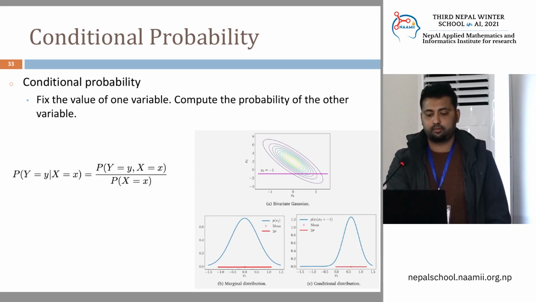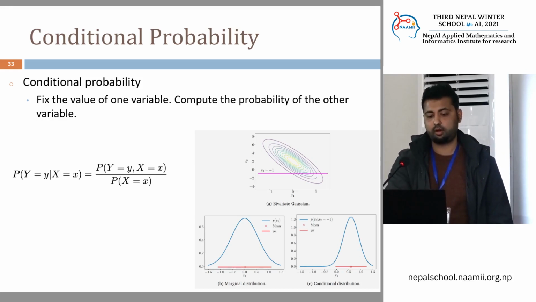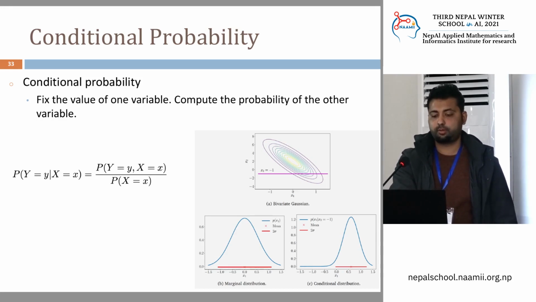And also the conditional probability of a Gaussian distribution is also Gaussian. So I'll talk about conditional probability briefly. If you look here, we are talking about conditional probability in the continuous random variable case. Here we have x1 and x2, and we want to find the conditional probability of x1 given x2 equal to -1.